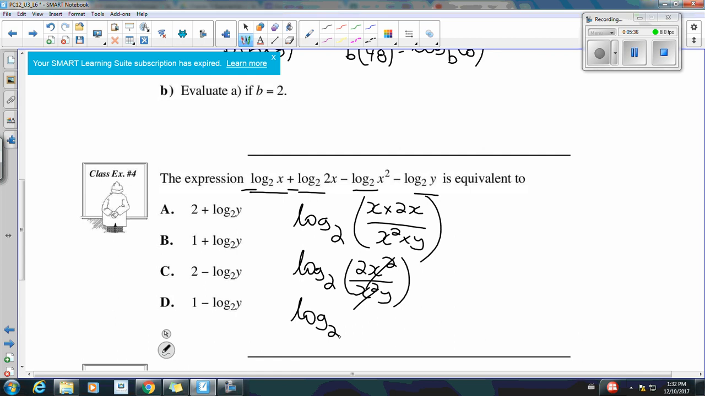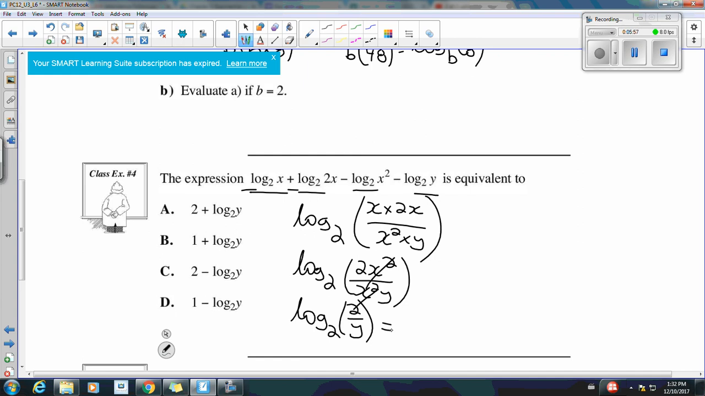log base 2 of 2 over y. So we think we're done, and then we look at our answer, and it's not there. That's what happens in this unit. They're always manipulating things, changing them around. So you see, well, all of these are written as two things. So how can we split this back up some way?